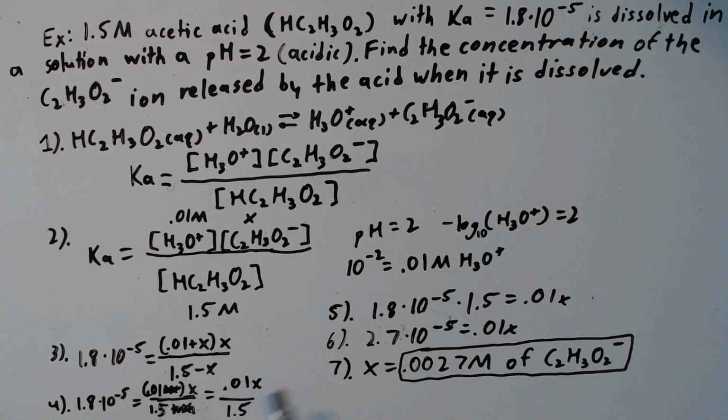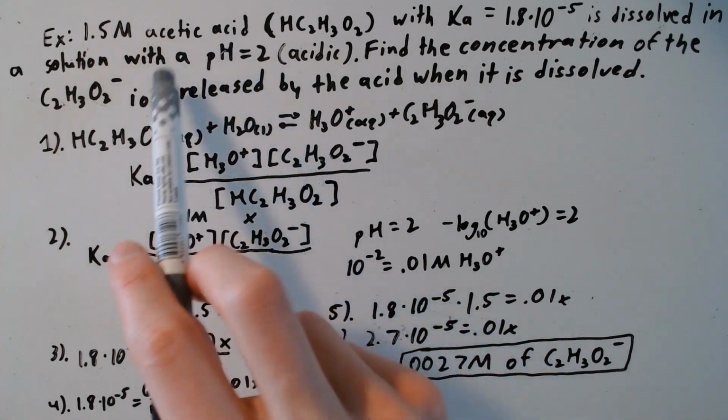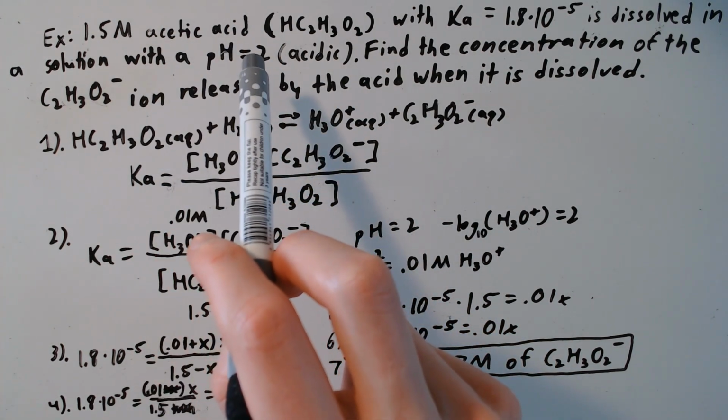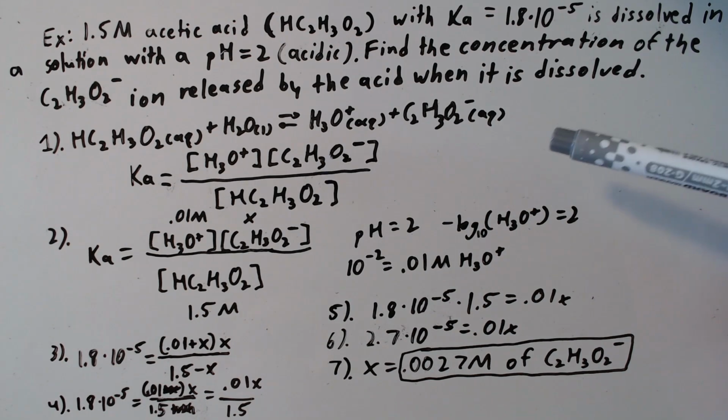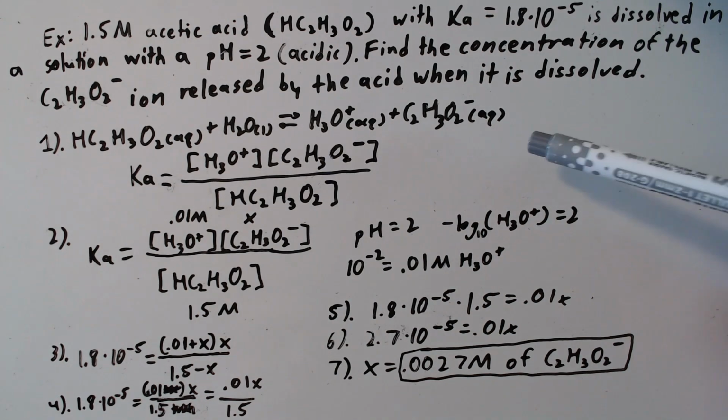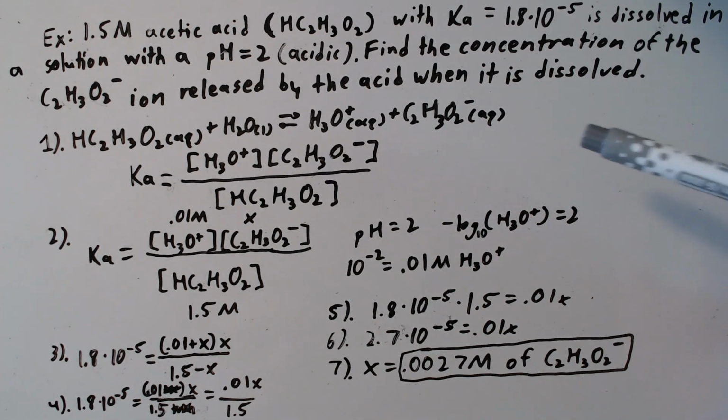And this x, remember, was the concentration of C2H3O2 minus that was produced by the acid. So our answer is 0.0027 molar of C2H3O2 minus that was produced by the acid when it was dissolved in a solution with a pH of 2. So that is how you solve a common ion problem for an acid.